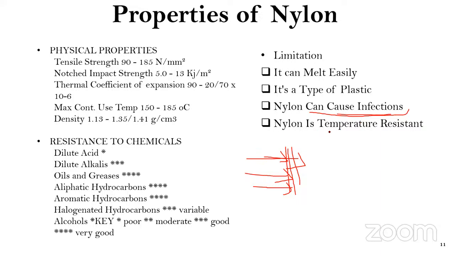Nylon is somewhat temperature resistant, up to about 240 degrees Celsius, but it is not heat sensitive.